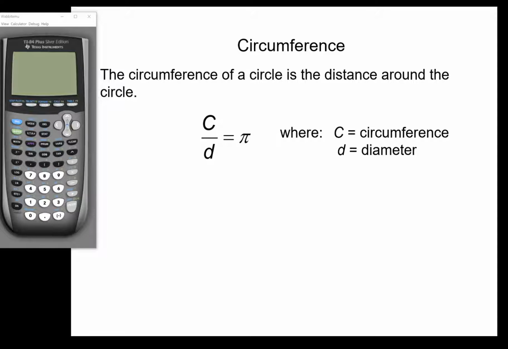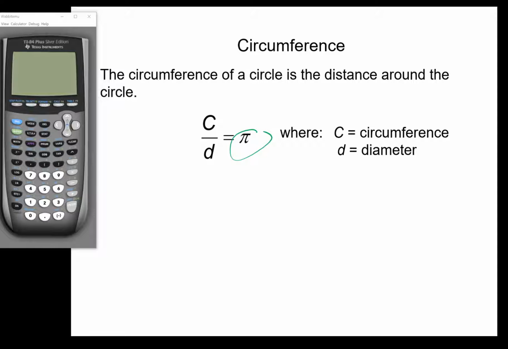Now, where in the world did it come from? Way back in the day, some people were measuring the distance around a circle, most likely by wrapping a string around it, also measuring the distance across, and they noticed that if you took the circumference and the diameter and divided those, you got this nice little ratio, which was pi. Now, pi is another one of our transcendental irrational numbers, which means the decimal approximation never ends, never repeats, goes on and on forever.